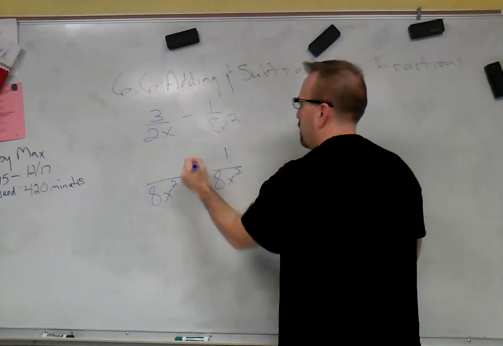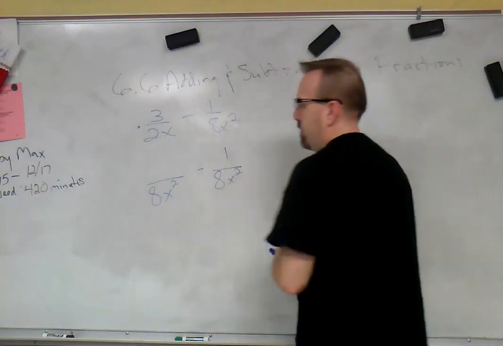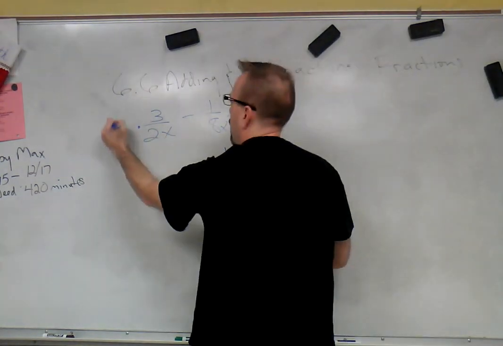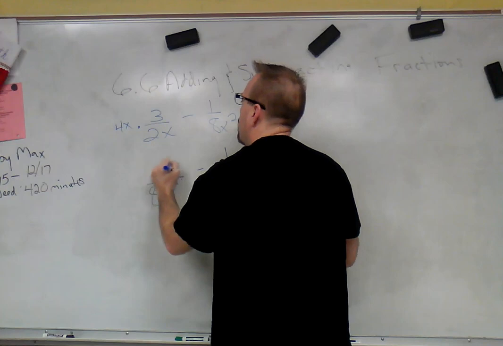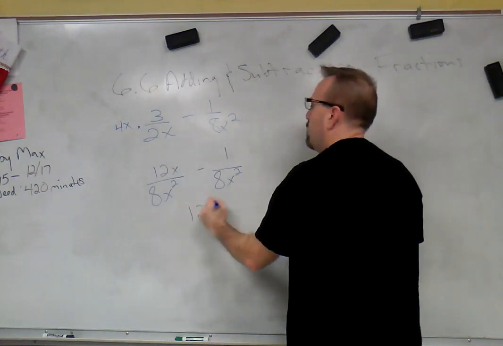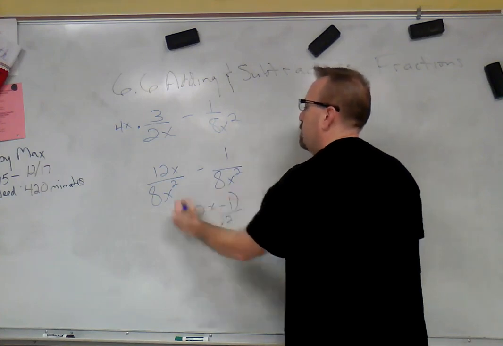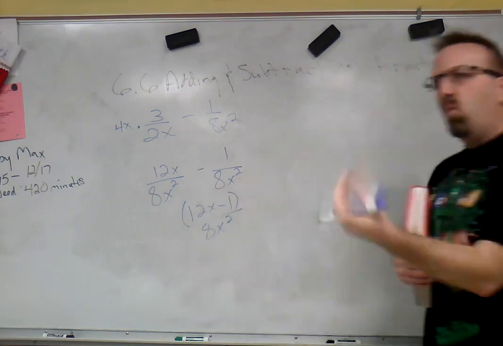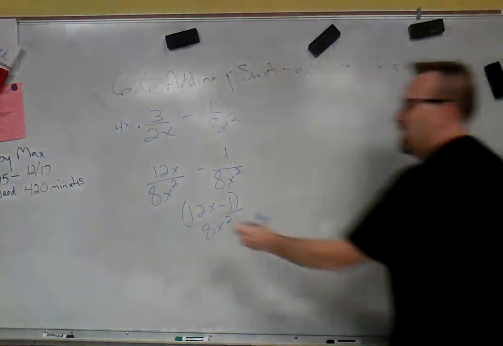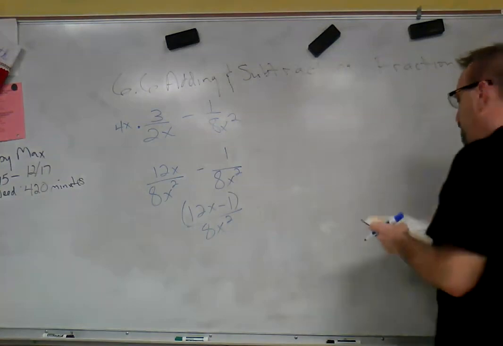So it's just 1. What do we have to do to 2x to get 8x squared? 4x. Times 4x. Very good. So we get 12x. So if we put them together, we get 12x minus 1 over 8x squared. Remember, we have a binomial. Let's put it in parentheses so we realize that's one factor, because otherwise we can try and divide there and we cannot do that. Okay.